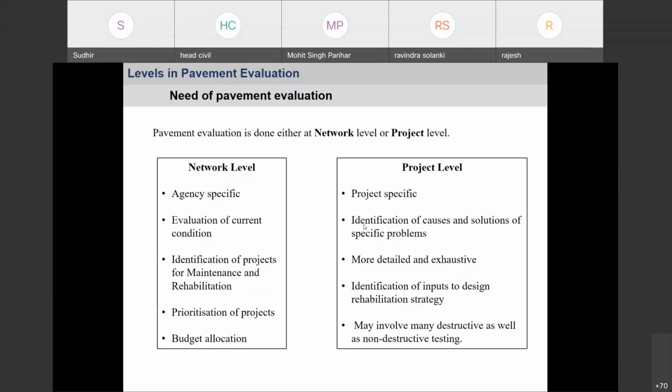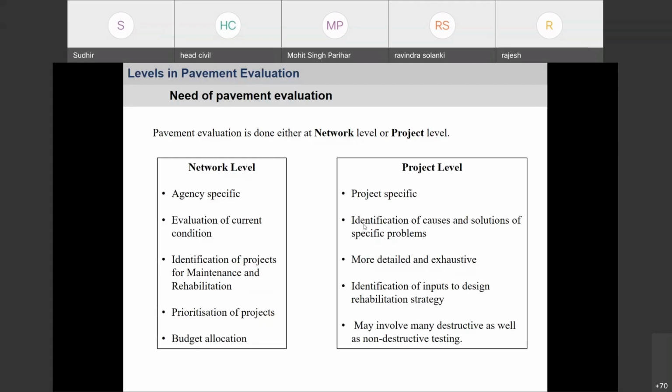So at the end of the network level pavement evaluation, I should be able to identify projects which are in need of maintenance and rehabilitation. And I should be able to prioritize these projects. And based on which I should be able to derive the budget requirement for my network.